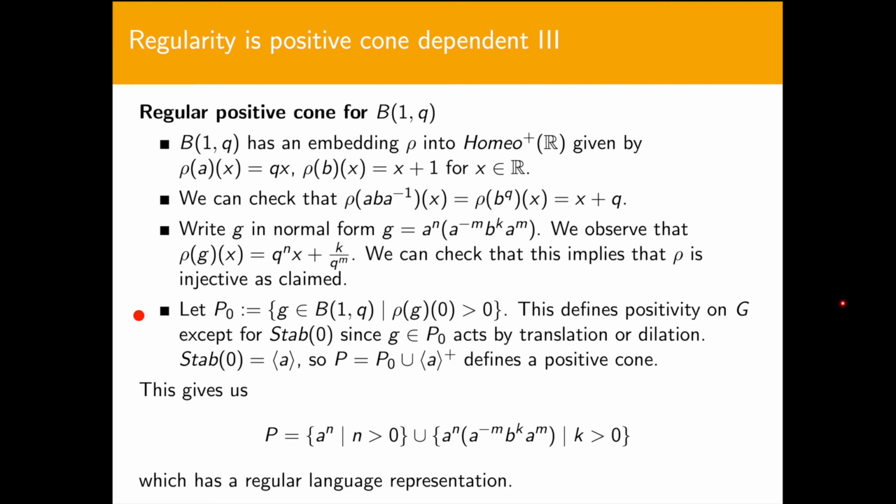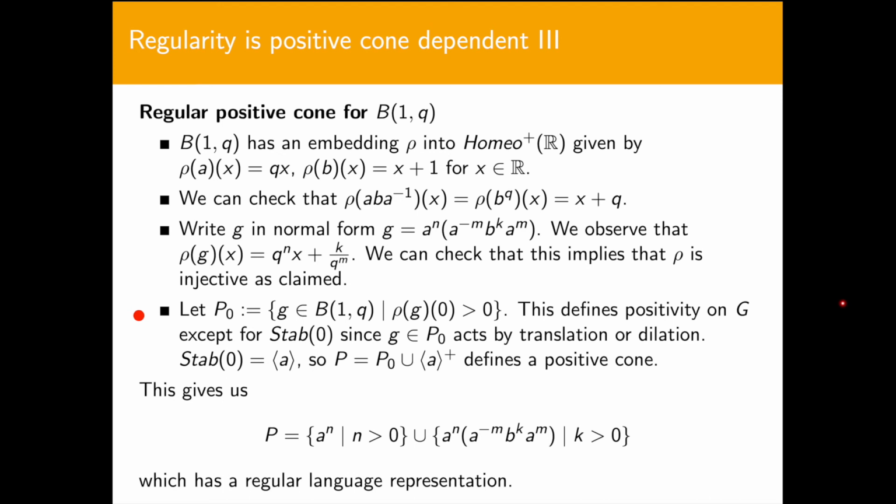So now let P naught be equal to the set of elements such that its dynamical realization at 0 is something greater than 0. Then this defines positivity in G except for the stabilizer of 0, since any element in this set acts by a fixed-point-free relation. Now, the stabilizer of 0 is just A, right? Because a sends x to q to the n of x, so it fixes 0. So P can be given by P naught union a positive cone for the stabilizer group.